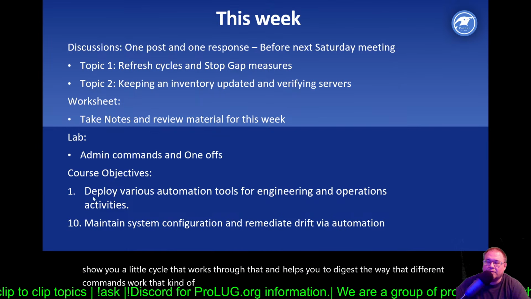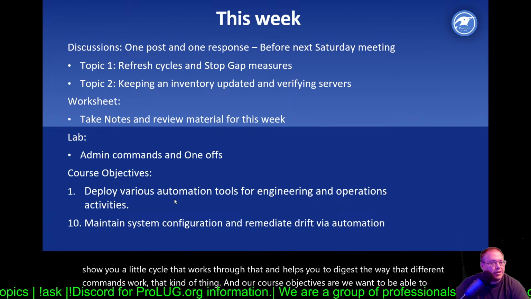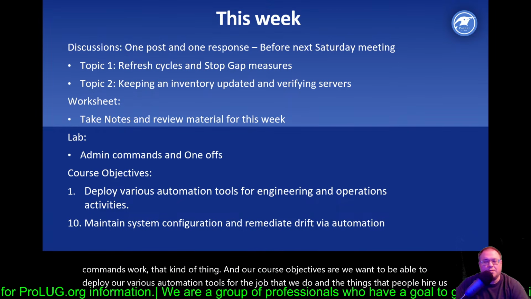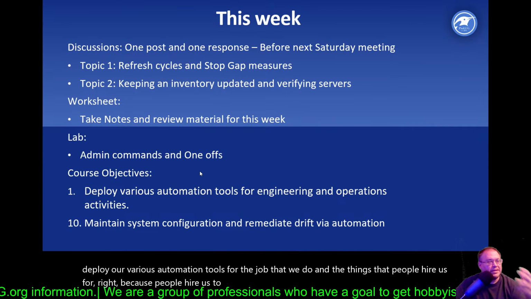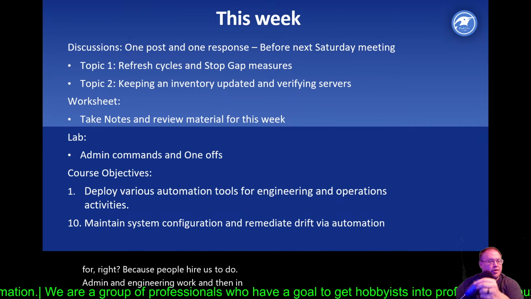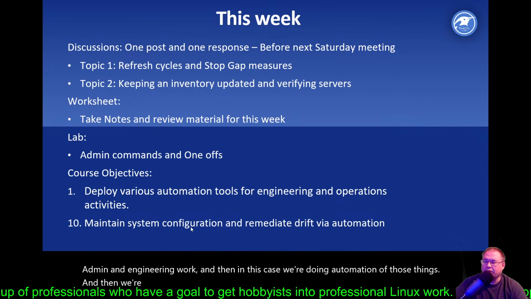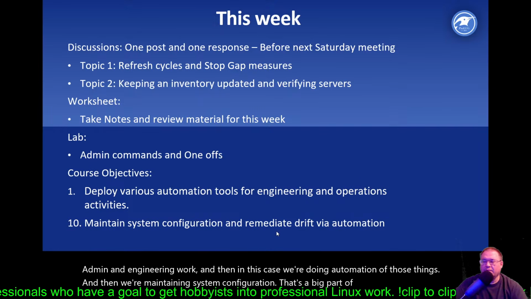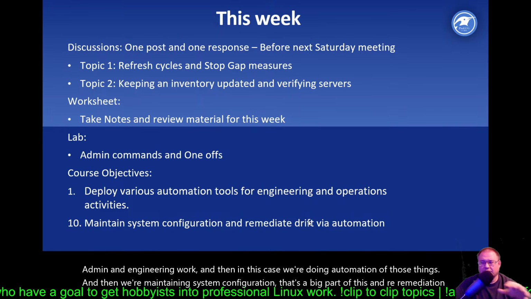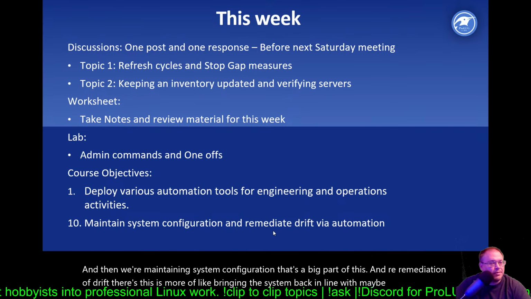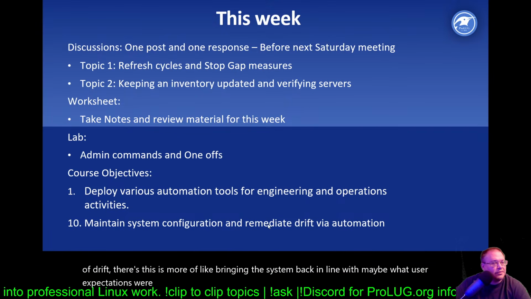And our course objectives are, we want to be able to deploy our various automation tools for the job that we do and the things that people hire us for, right? Because people hire us to do admin and engineering work, and in this case, we're doing automation of those things. And then we're maintaining system configuration. That's a big part of this. And remediation of drift, this is more like bringing the system back in line with maybe what user expectations were, but that's a drift in a certain sort of way.